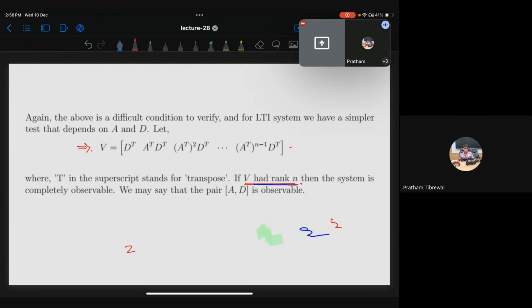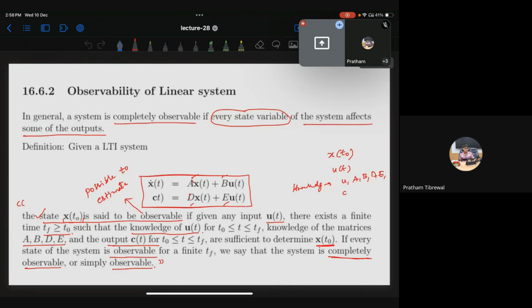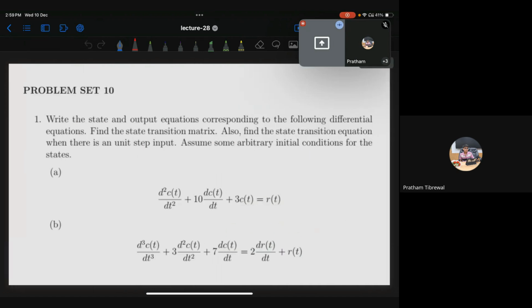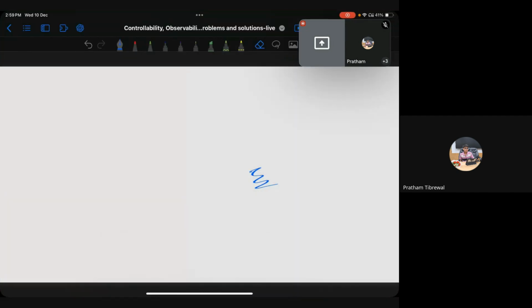Yes, sir. Okay, so this is the condition. So again, please go back and see the video on how we got this V matrix. This is the basic, intuitive definition you should remember for the observability of a system. So what we will do now is some problems to understand what exactly the meaning of observability is. Okay, so let's start quickly.